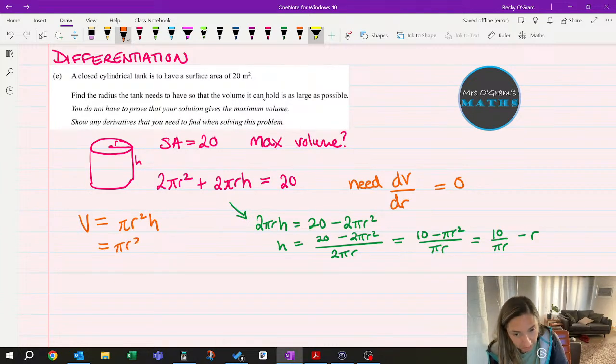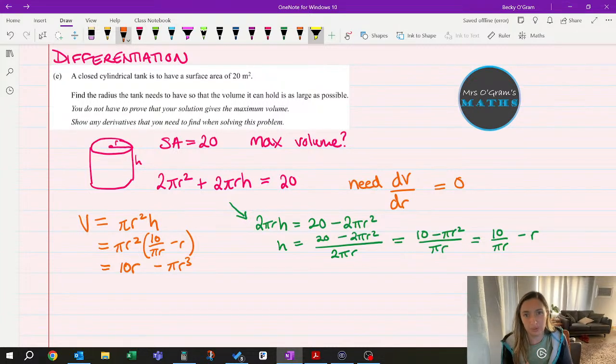So that's pi r squared, and we're going to times it by h. 10 over pi r minus r. Okay, so now we have, if we multiply out that first term, the pi's will cancel. One of the r squareds will cancel with one of the r's at the bottom, so we end up with 10r. And then minus pi r cubed.